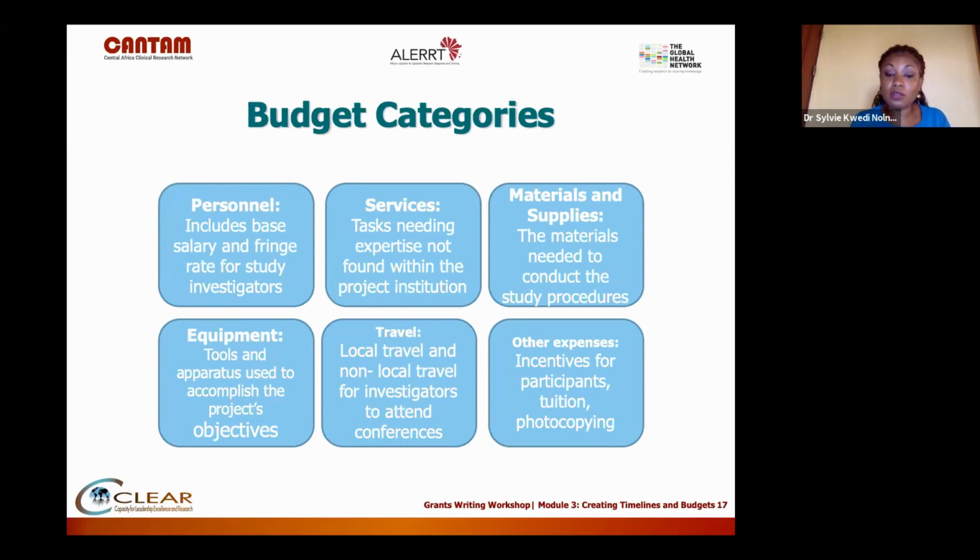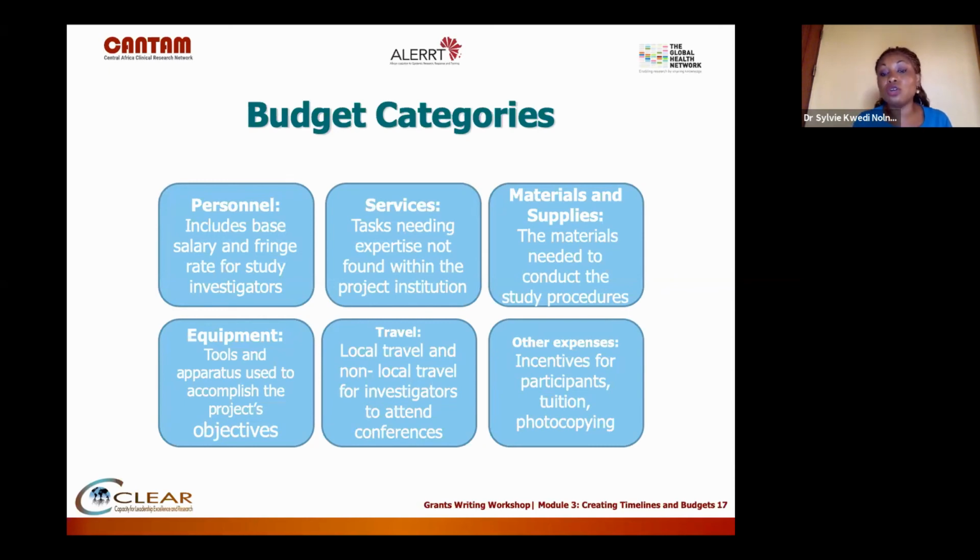Travel. Your travel, you need to take into consideration local travel. So the transportation that is actually needed to conduct your studies. Maybe the transportation for the field workers to go from site to site. Maybe transportation to carry samples from one site to the laboratory. Things like that, transportation to meetings, transportation to trainings, that goes on the travel.